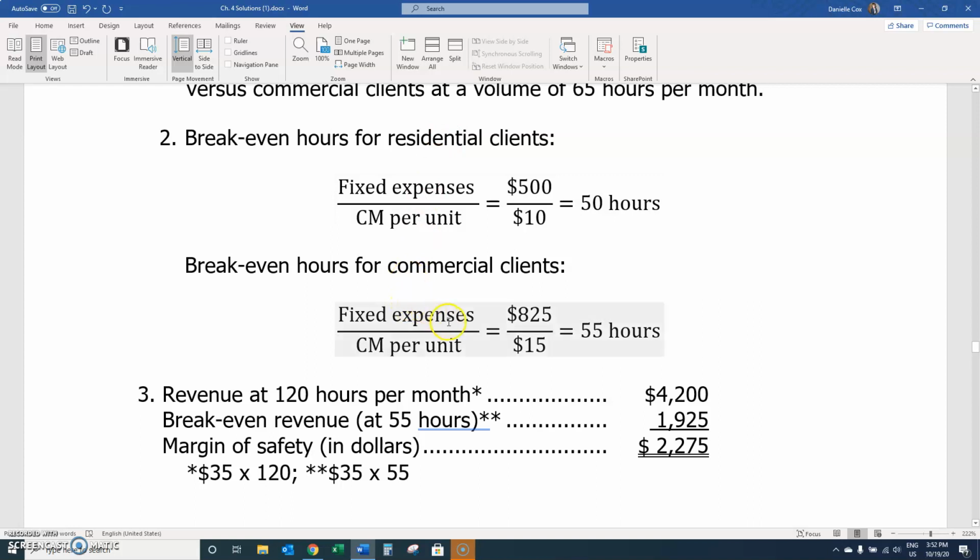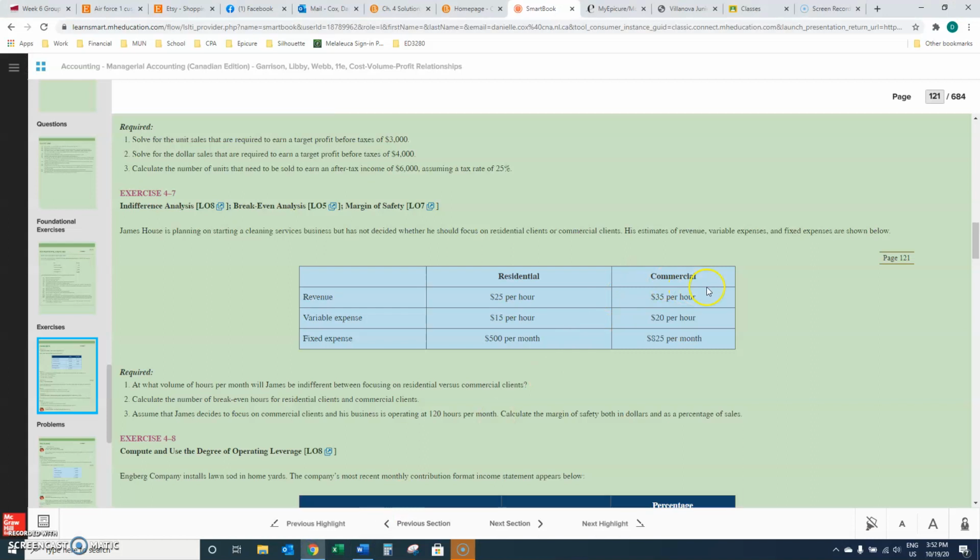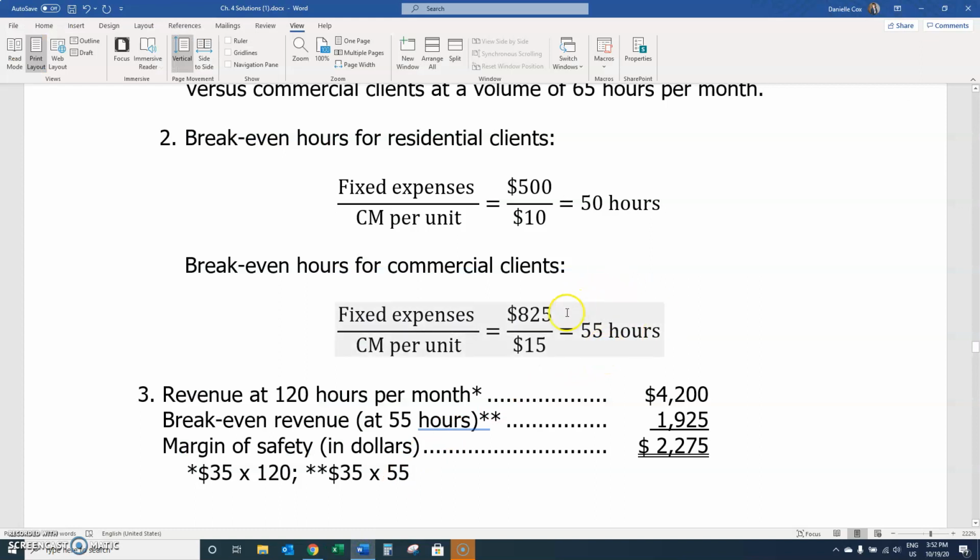Commercial clients, same thing, fixed expenses, which were given at $825, divided by the contribution margin per unit, and that was 15 because it was 35 minus the 20. So for commercial clients, it would have to be 55 hours before he broke even.